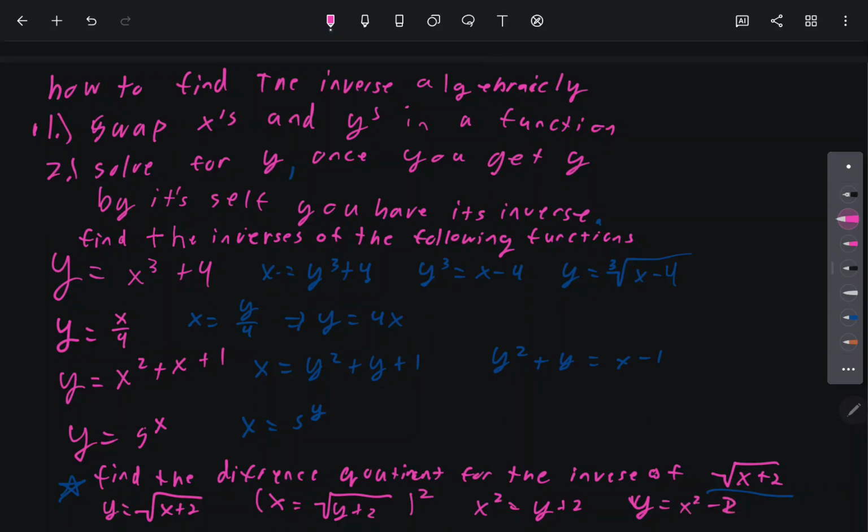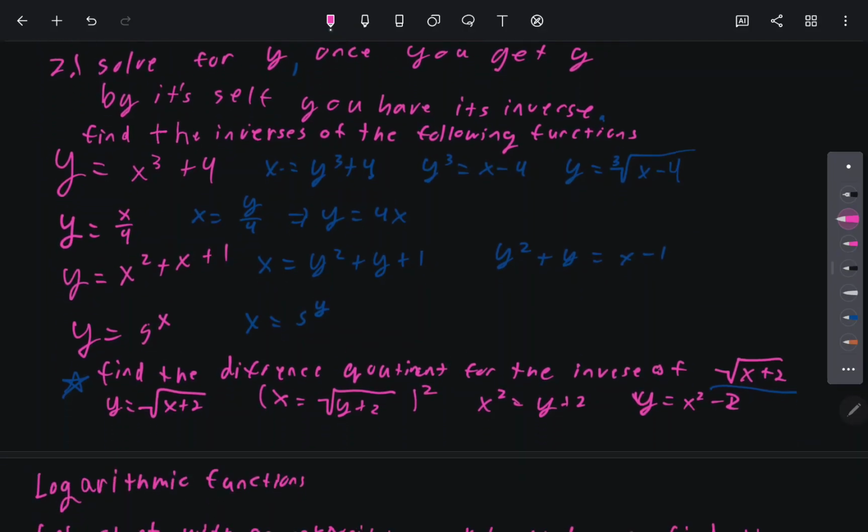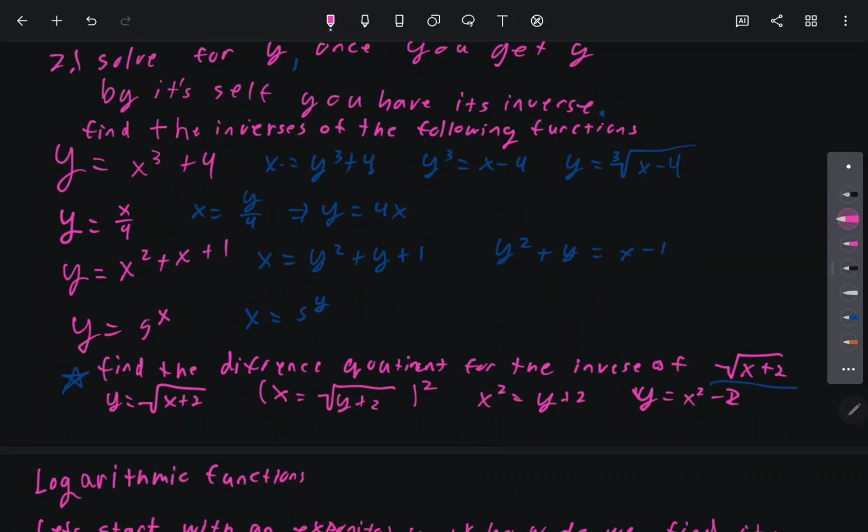So we are now only halfway through the battle. Now we have to apply our difference quotient, although I'm almost out of space. Okay, I should be able to work under that. The difference quotient, if we remember, is f of x plus h minus f of x, all over h. So what this is going to look like is x plus h squared minus 2, minus x squared plus 2, all over h.